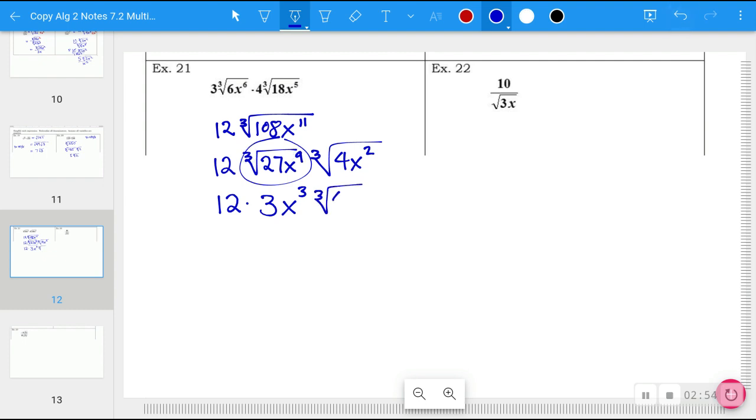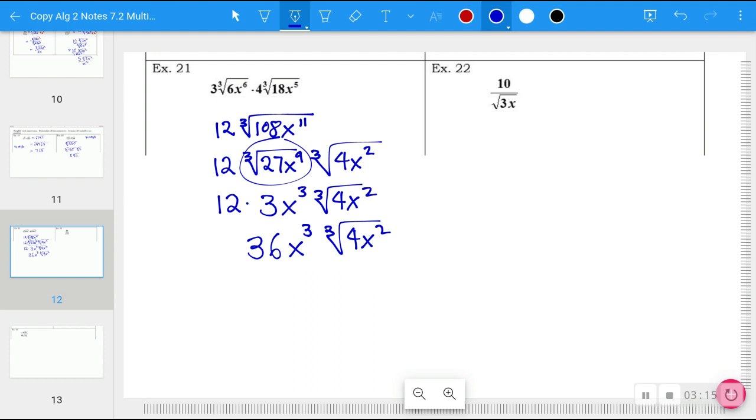And then we're going to keep this cube root of 4x squared as part of our answer. And the only thing else we can do here is combine the 12 times 3 to get 36. 36 x to the third times the cube root of that 4x squared. And that one's done as far as we can take it.